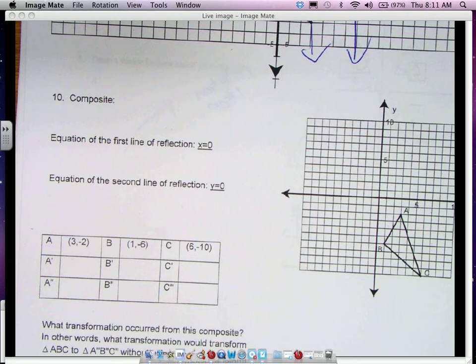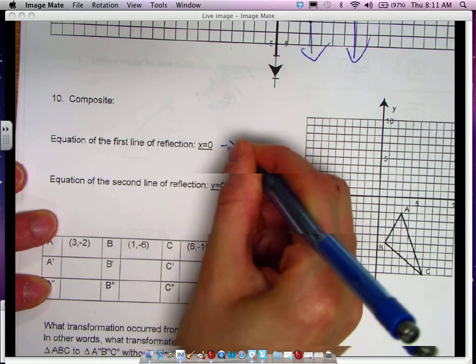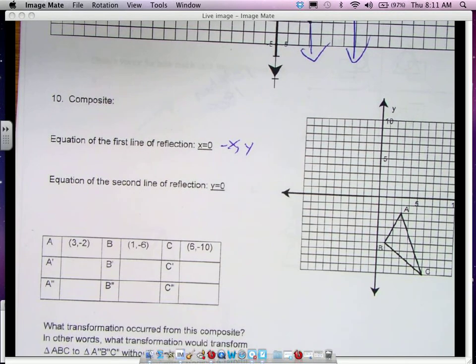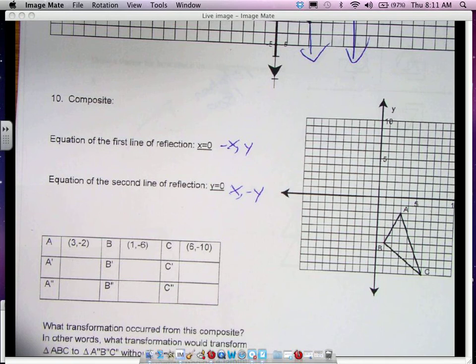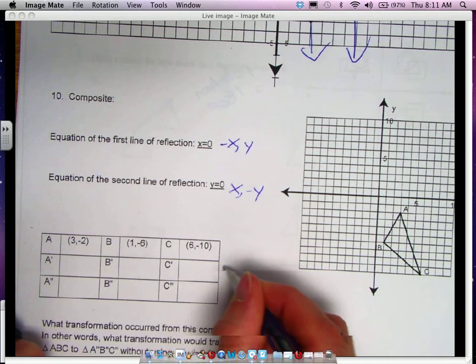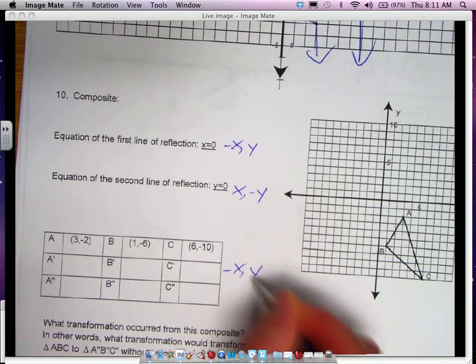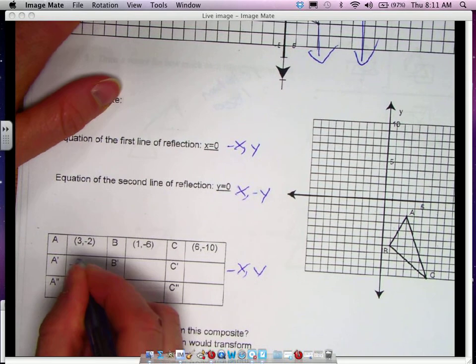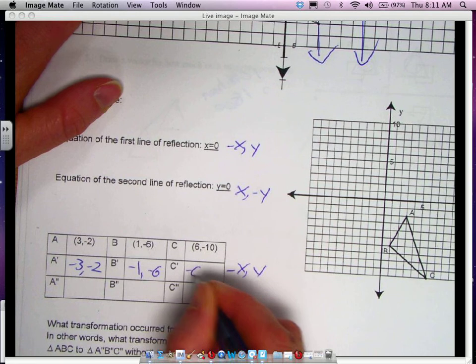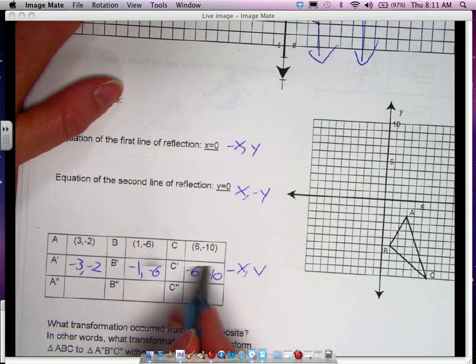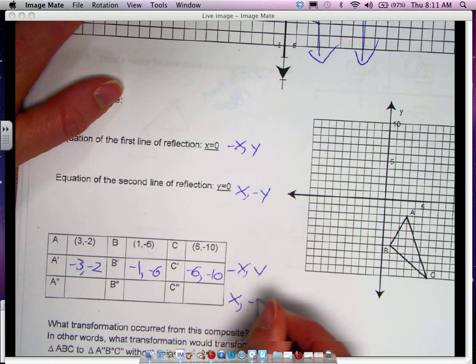All right, what do I do when I reflect over x equals 0? I look up there on the board, and I know it's negative x comma y. When I reflect over y equals 0, I know it's x, negative y. Okay, so first I'm going to change these to negative x comma y. So I'm going to get negative 3, negative 2, negative 1, negative 6, negative 6, negative 10. Now I'm going to take these answers and change them to x, negative y.